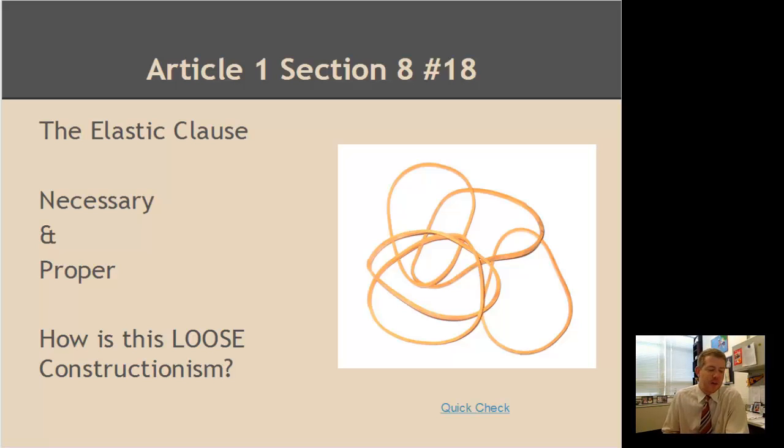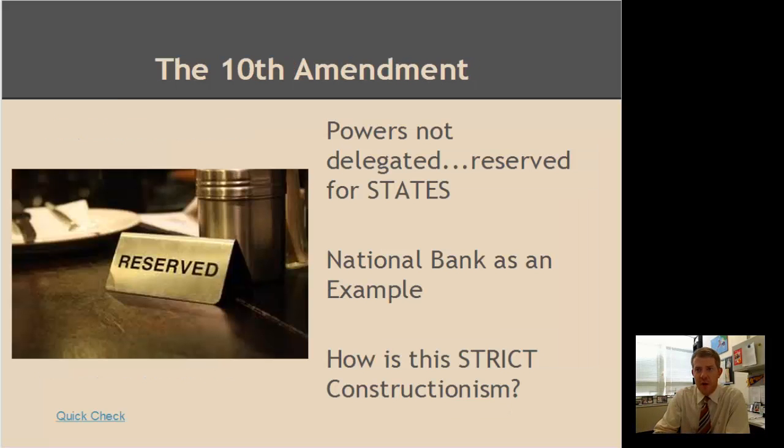And the specific part of the Constitution that helps the loose constructionists, Hamilton, apply their thinking is number 18 in section 8 of Article 1, which is the necessary and proper clause, or as we have it in your vocabulary, and as a term that you should be comfortable using, the elastic clause. And that leads naturally into strict construction.